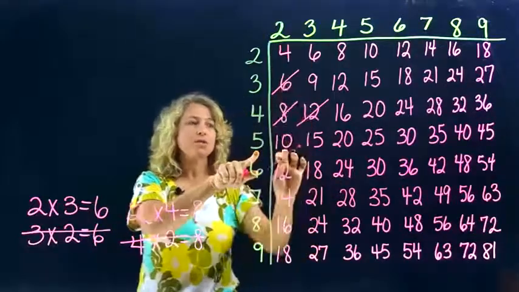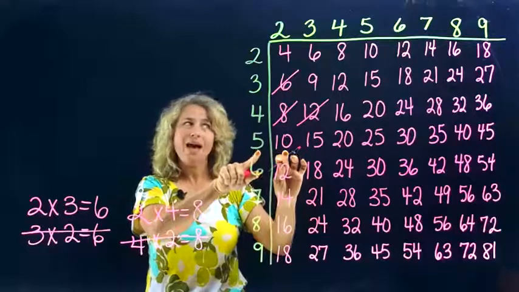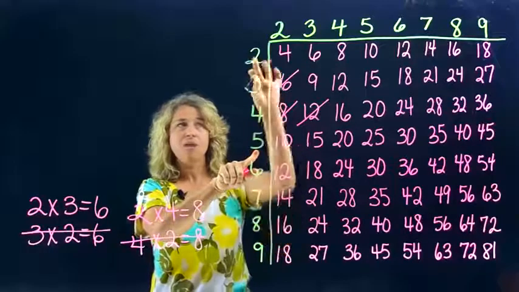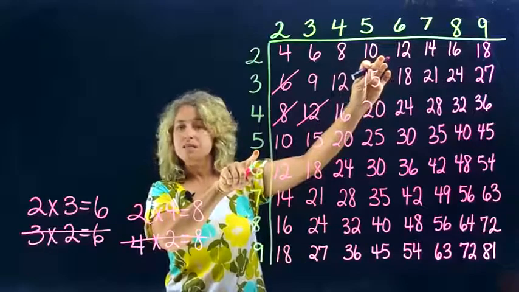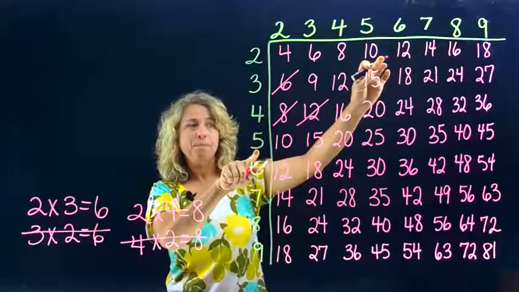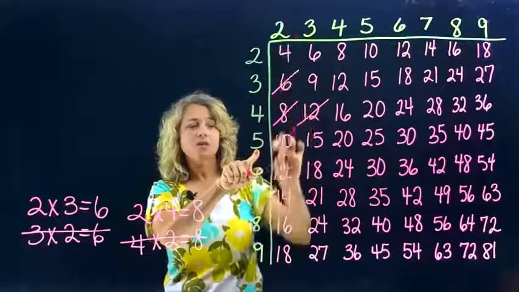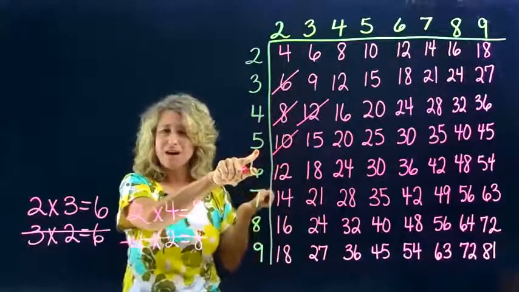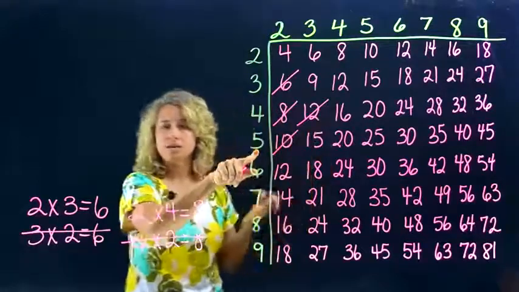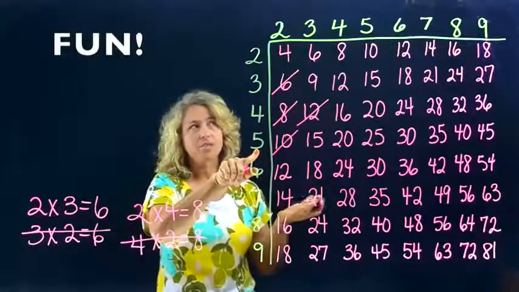5 times 2 is 10. Okay, I think we can cross that one out because we said 2 times 5 is 10, and that's the commutative property, right? Because 5 times 2 is also 10. Cross it out. Don't you love to cross them out? These are ones we don't have to learn. So this is really a lot of fun.